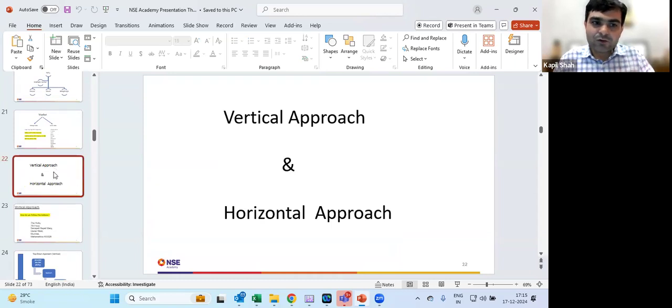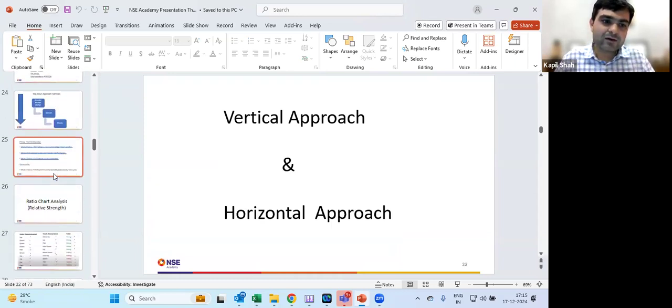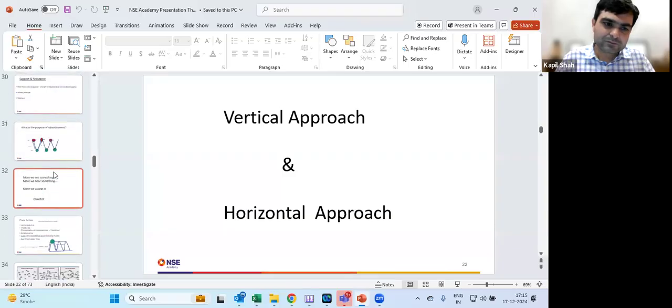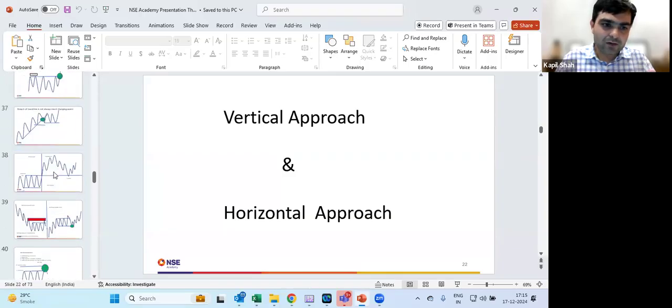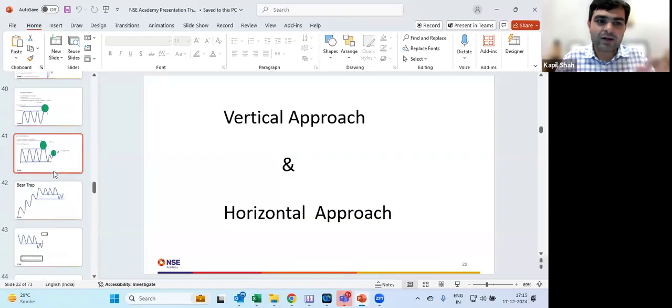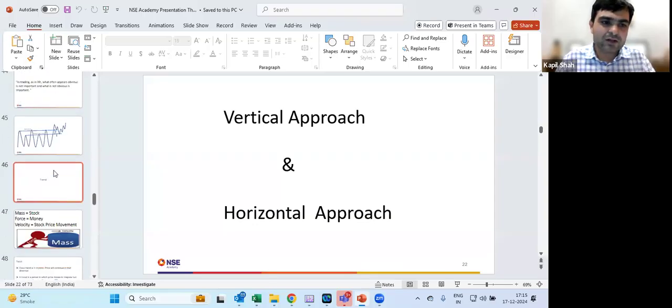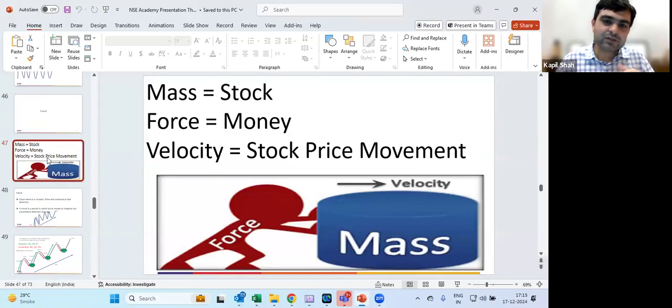So that was the vertical and horizontal approach that we have looked at. Then trend line, horizontal line, support band, resistance band, we have talked about. Now let's have an eye on the trend part. I think this is the next point that we are going to open up. But before we get to the trend part, any queries, any questions on whatever we have discussed so far?